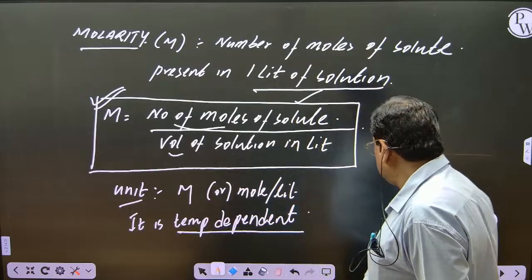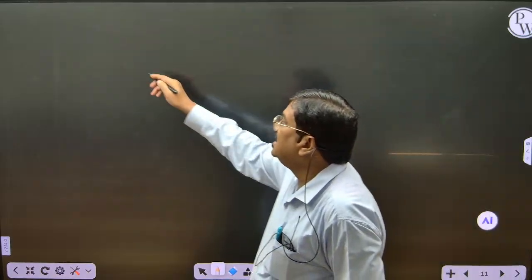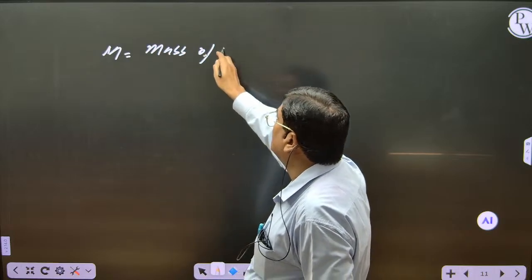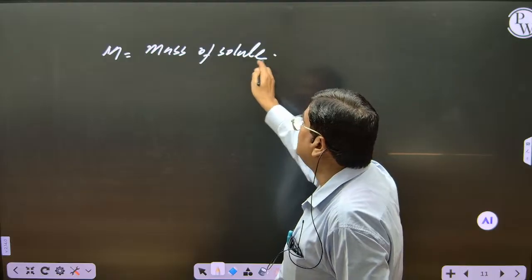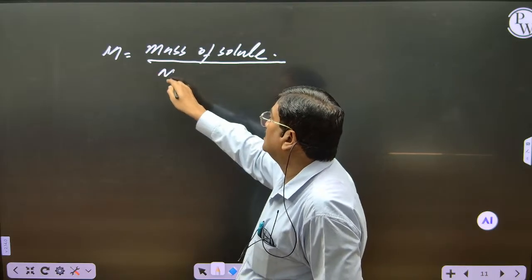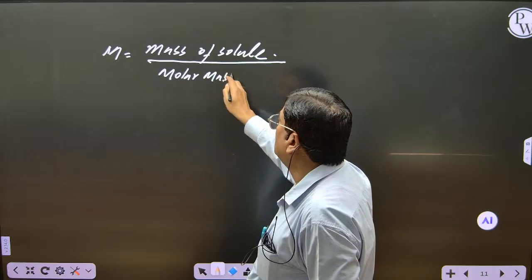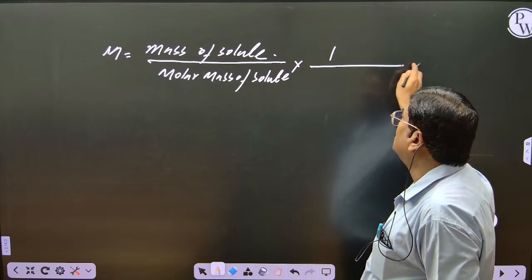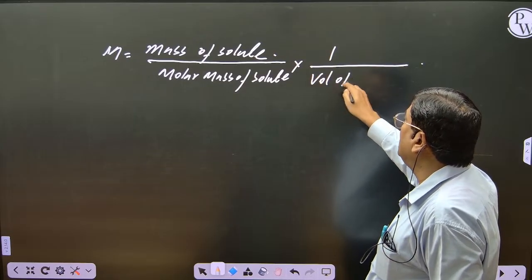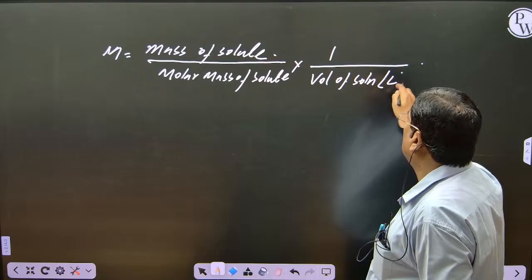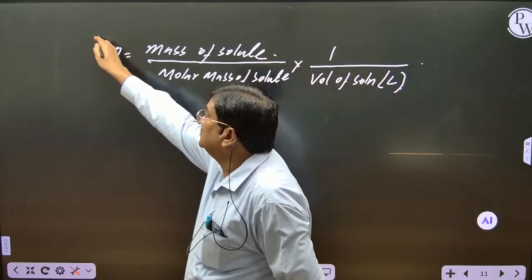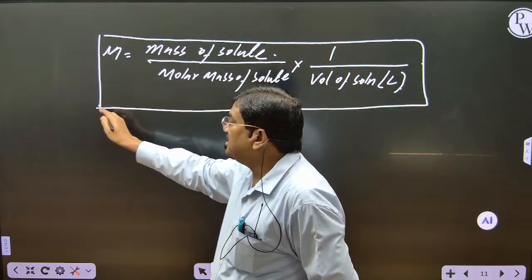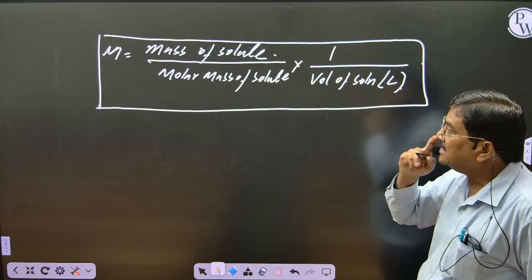Now, we write one more relation with this expansion of molarity. What we write? Molarity is given by mass of solute by molar mass of solute into 1 upon volume of solution in liter. This is the relation. So in the problem they give you mass of solute and volume of solution in liter, then you have to apply this relation.